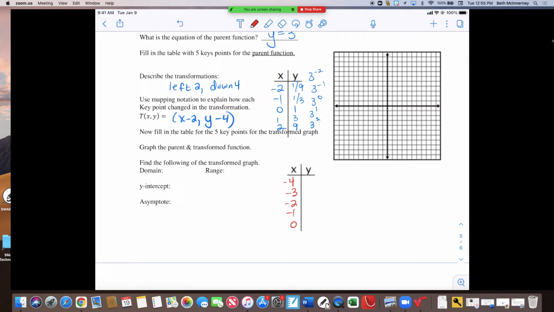All right, your x values. Did you get -4, -3, -2, -1, 0? We got that? Okay. All right, then the y values, if I take 9 minus 4, that's 5. 3 minus 4 is -1. 1 minus 4 is -3.